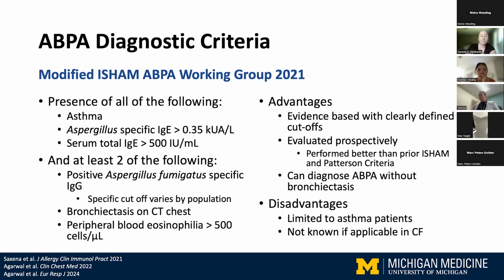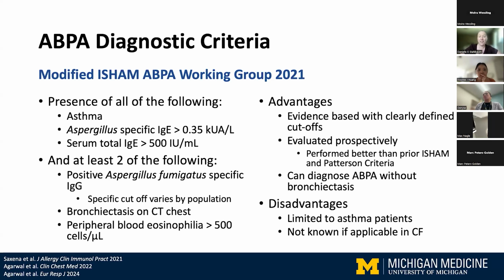So you have to have asthma and those 2 serologic markers, and then you have to have at least 2 other consistent findings. So positive Aspergillus fumigatus specific IgG. And for that, the specific cutoff value, again, varies by population. In India, they use 2.4. In the UK, they use 0.4. So that does vary. So check with your specific lab for that. Bronchiectasis on CT chest and peripheral blood eosinophilia.